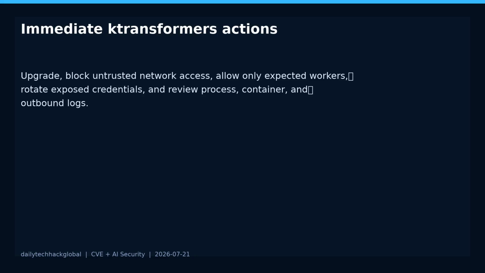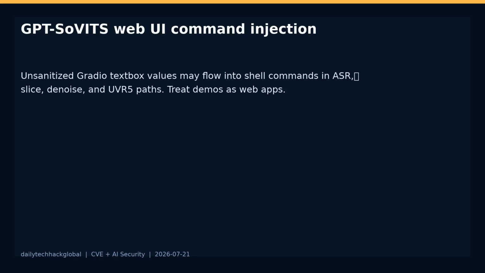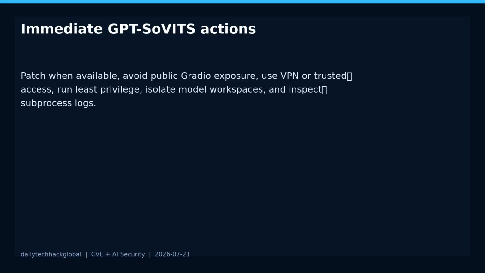Second, GPT-SoVITS. NVD describes CVE-2026-63766 as command injection in GPT-SoVITS through 202506066v2 Pro. The issue is in WebUI.py, where ASR, slicing, denoise, and UVR5 functions interpolate unsanitized Gradio text box values directly into shell commands executed with shell equals true. Again, no exploit details here. The defensive takeaway is that AI web demos are still web applications. If text boxes can reach a shell, the interface must not be exposed to strangers, and it needs strict input handling plus a fixed release.